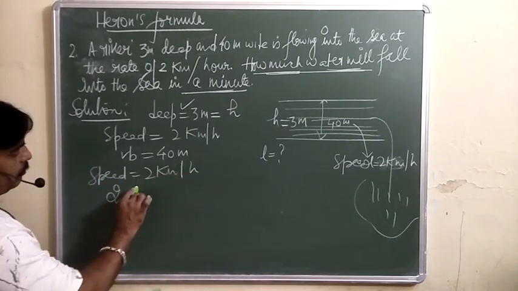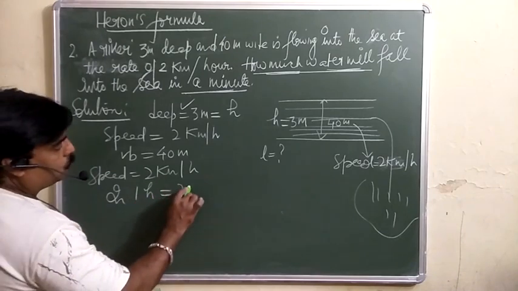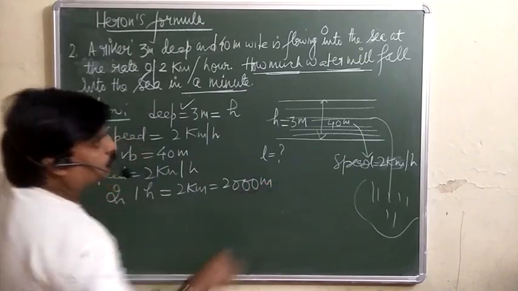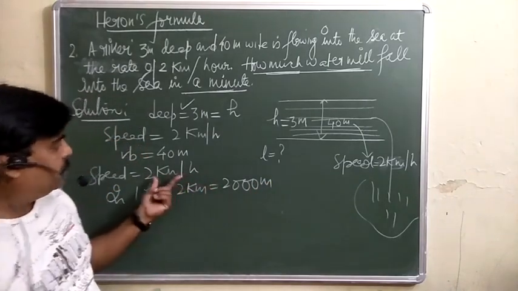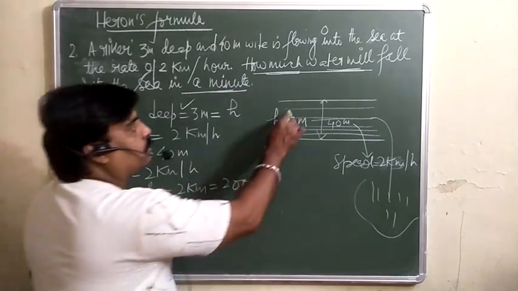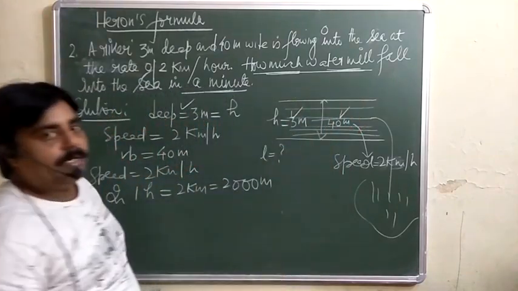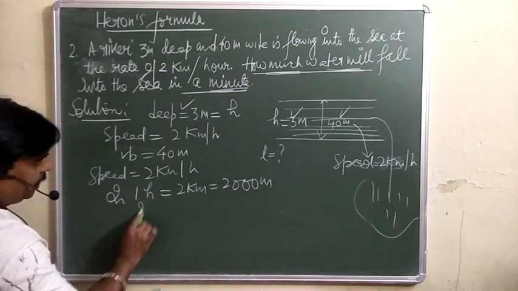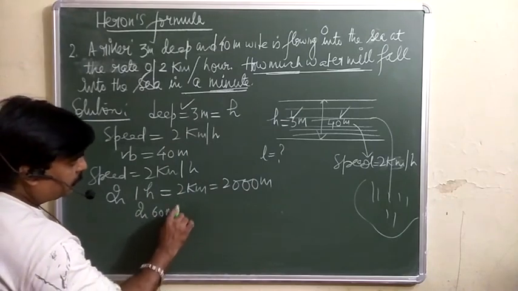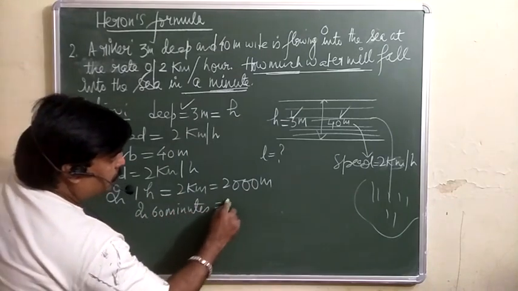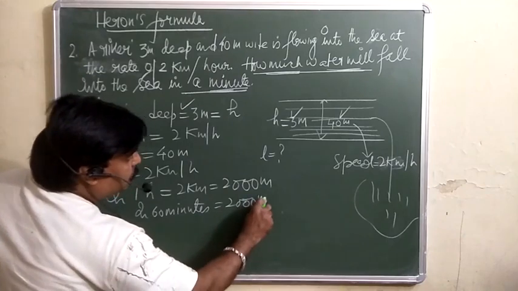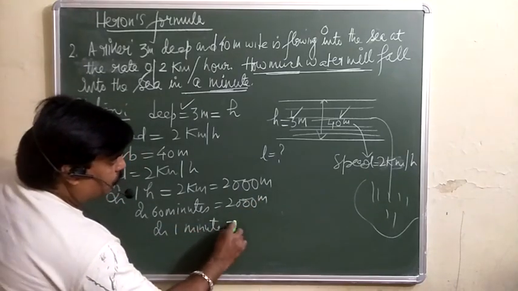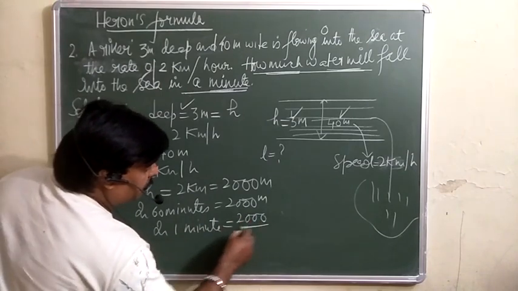It means in 1 hour it is going to cover 2 kilometer, or you can say 2000 meter. You can change kilometer to meter, because the height and the width are already given in meter. So this is 1 hour, but we want to know in 1 minute. In 60 minutes it covers 2000 meter distance. So in 1 minute, how much will it cover? Water will cover 2000 over 60 meter.